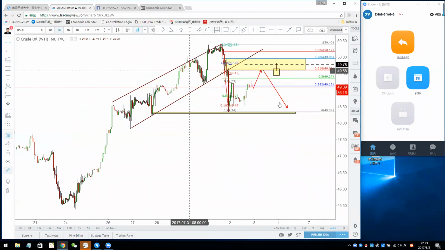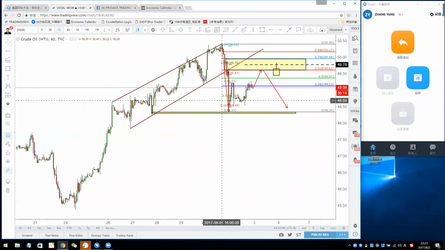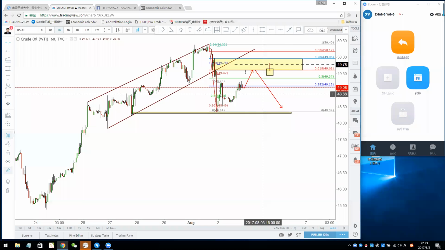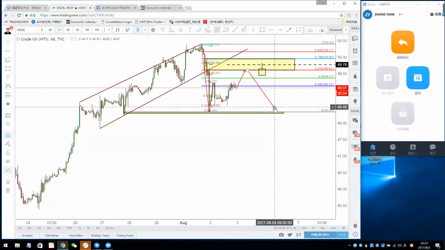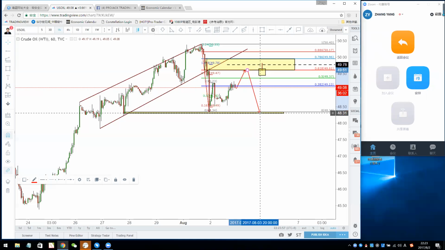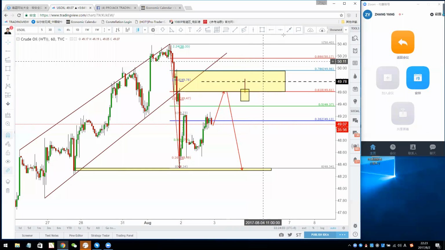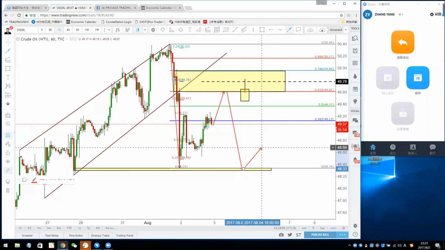So I will not be surprised if oil fake breaks up, then all the way comes down. So just find some place to sell high. For buy low, you only want to buy low when the price really hits into 48.34 again, goes into the depth to test it twice, and then maybe there's a small bounce back, maybe.